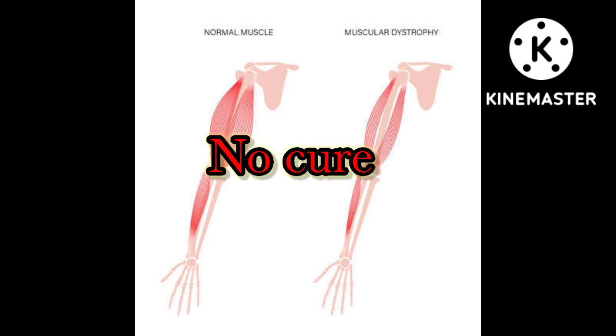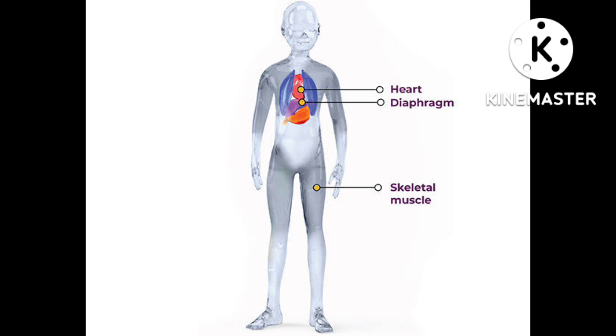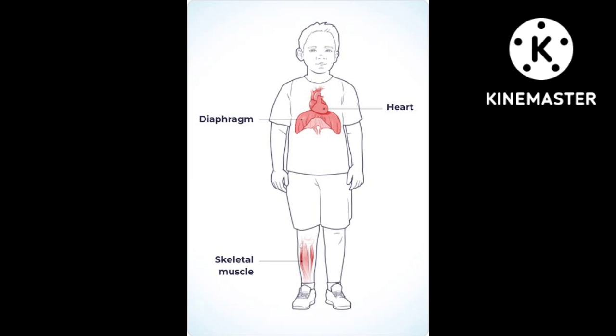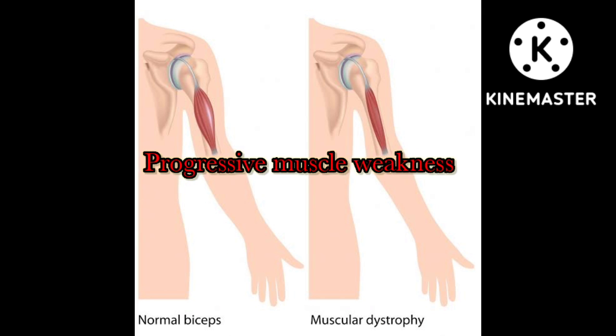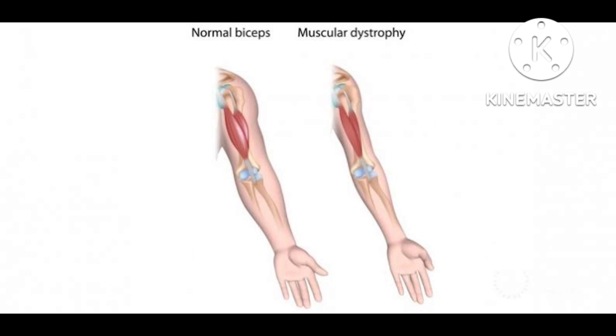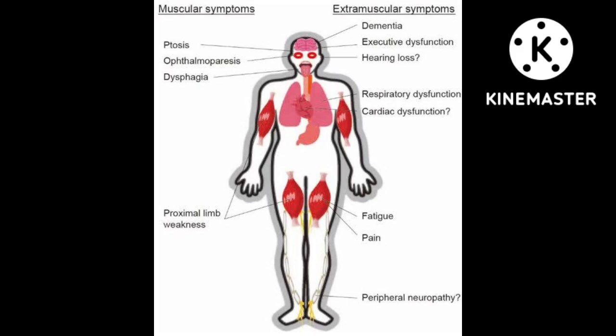So, there is no cure for muscular dystrophy, but medications and therapy can help manage symptoms and slow the course of the disease. The main sign of muscular dystrophy is progressive muscle weakness. Specific signs and symptoms begin at different ages and in different muscle groups, depending on the type of muscular dystrophy.